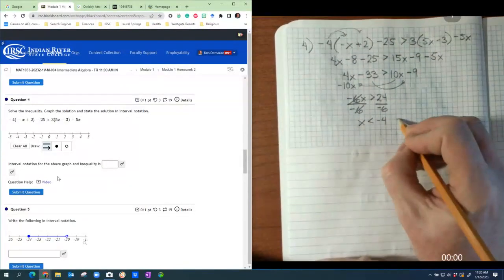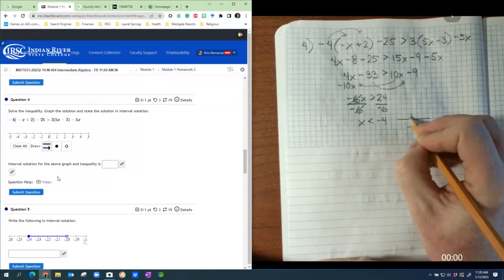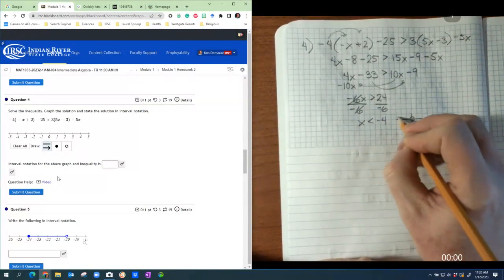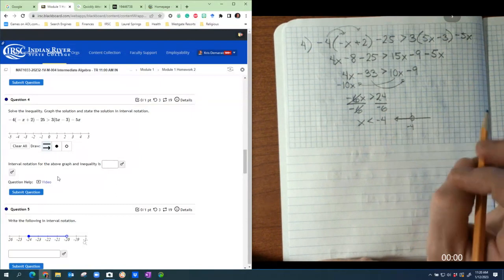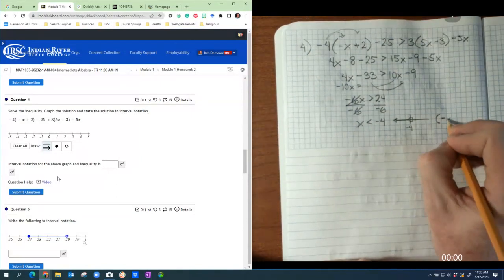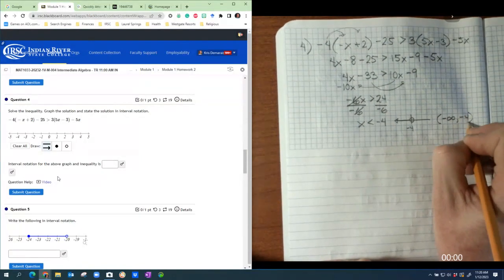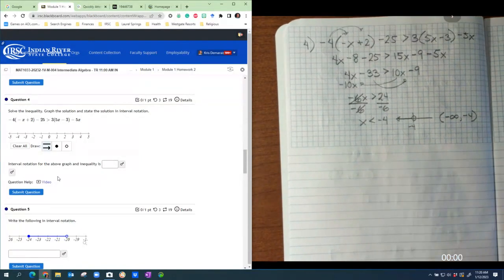Now, to graph it, I'm going to go to the value of -4, the value of indication, and put an open circle and put an arrow pointing to the left. And then I know I'm going to go from -infinity all the way up to -4 and put an open parenthesis because it's not equal to it.